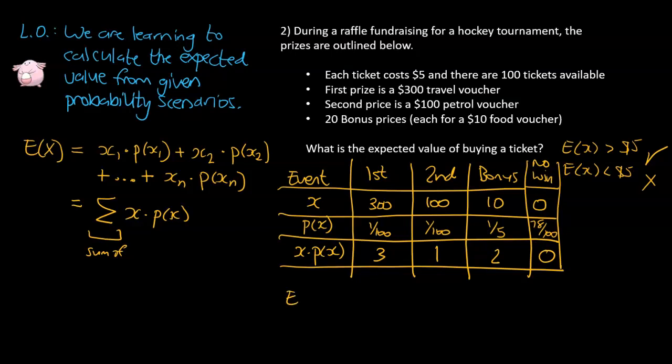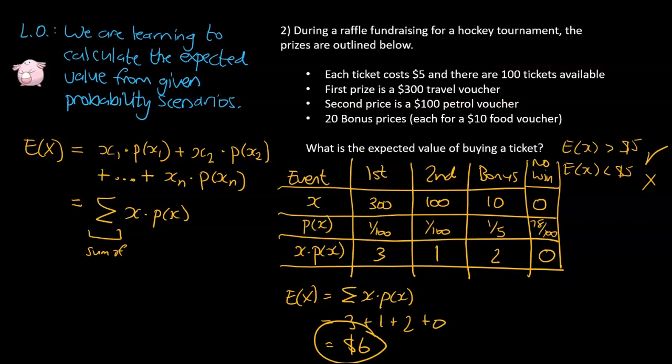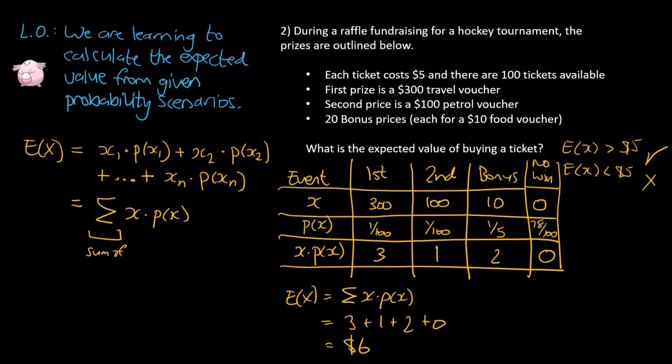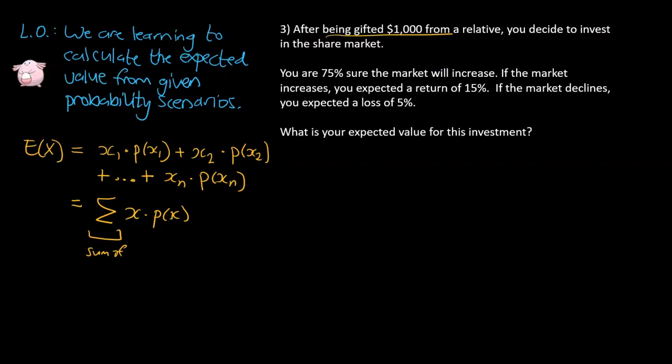So now our expected value for this case, as we said, is going to be equal to the sum of all of the X times the probability of X's. That's going to be 3 plus 1 plus 2 plus 0, which is equal to $6. So that means on average, you're going to win $6 from this prize, which is actually quite good value given it was a $5 entry fee. So in theory, if you bought all 100 tickets, you're going to win $600 for your $500 of value.